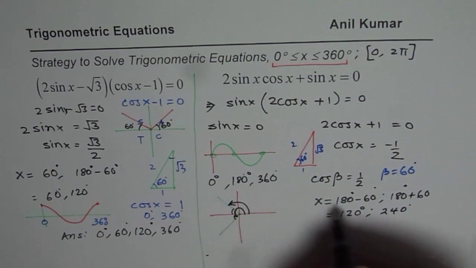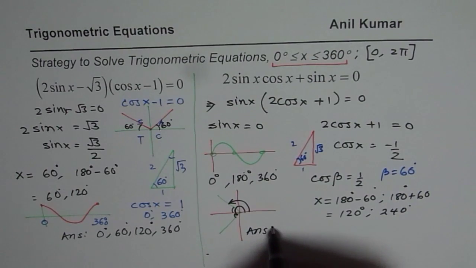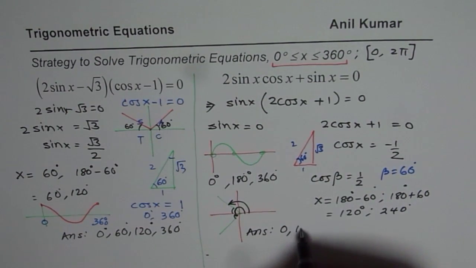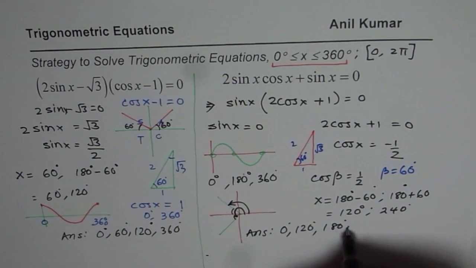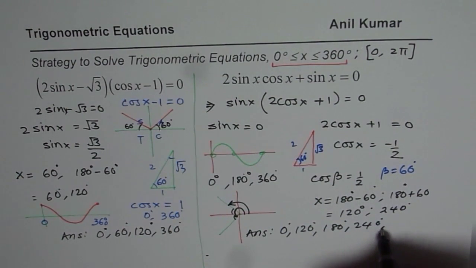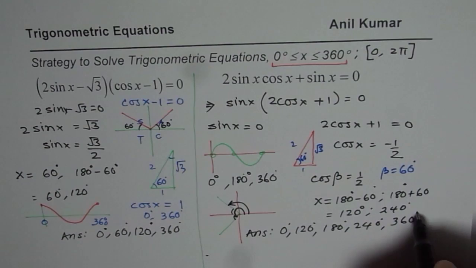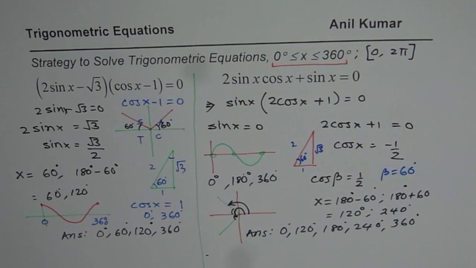Now combine both these solutions and write down your solution. So the answer is 0 degrees, 120 degrees, 180 degrees, 240 degrees, and 360 degrees. So this is the solution set for the given equation. I hope that really helps. So we have learned how to find the solution of a trigonometric equation when given in factored form or when it is easy to factor, as it was here. Thank you and all the best.